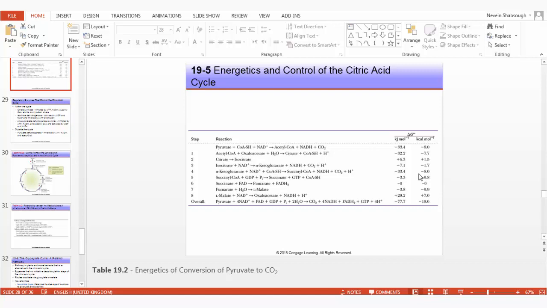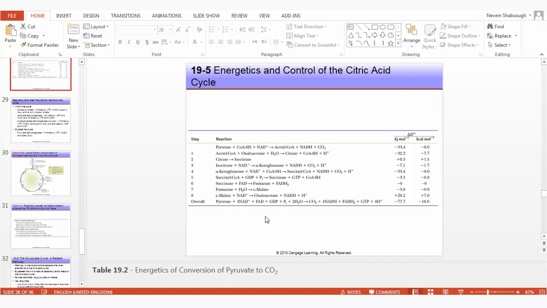Now, in addition to the energy released by the oxidation reactions, there is more energy to come from the electron transport chain. Here we have a summary of the conversion of pyruvate to CO2: 4 NADH and FADH2. These will be reoxidized by the electron transport chain so that a considerable amount of ATP is produced.